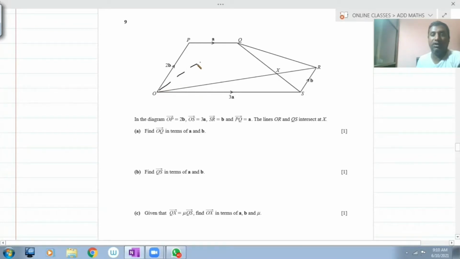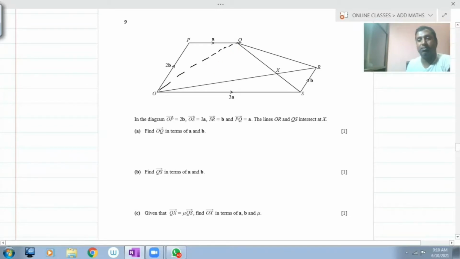It's a very easy answer. Suppose O to Q, that means you can go from O to P and P to Q. So see, this is the 1 mark. So we can write here OQ equals 2b plus a.